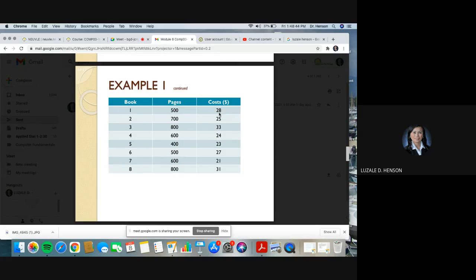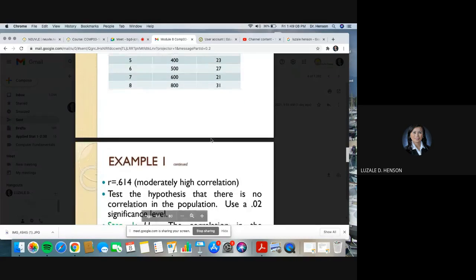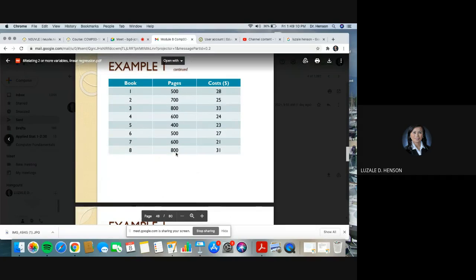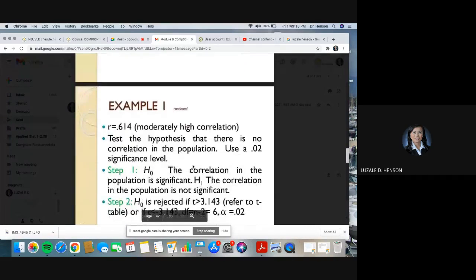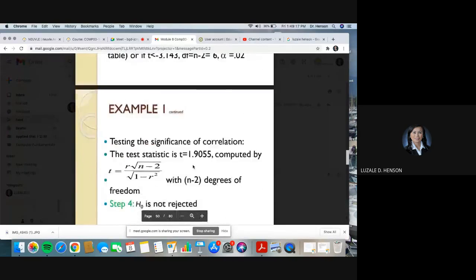So this is your X variable. This is your Y variable. So there is a 1-to-1 correspondence. For 500 pages, the cost is 28,700. The cost is 25. And he wants to know if there is a relationship between pages and the cost of the book. So the process is to get the sum of this, then get the sum of this, and then we also have to fill in the formula given earlier, that formula, this one here.